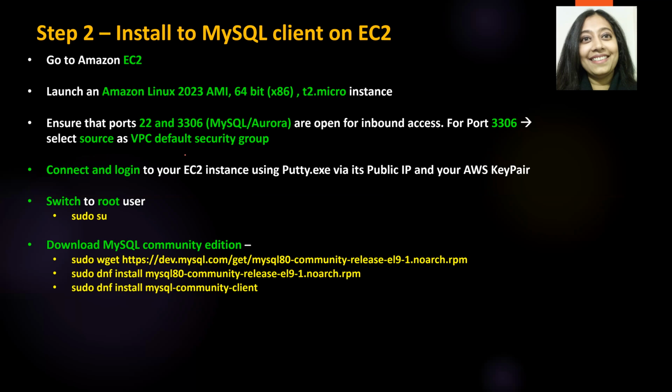Step two. In step two, we need to install MySQL client on EC2. So we will be going to EC2. We will be provisioning a Linux 2023 AMI 64-bit T2 micro instance. We also need to ensure that ports 22 and 3306 are open for communication. So let's get started with some of these steps.